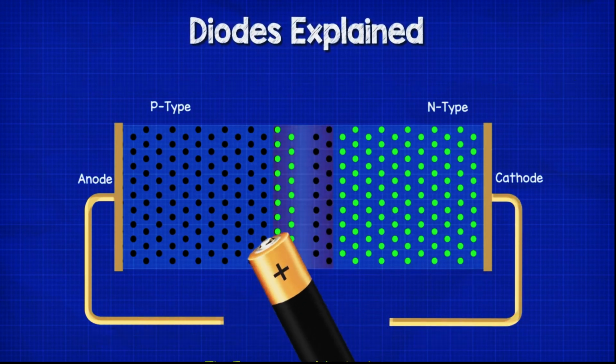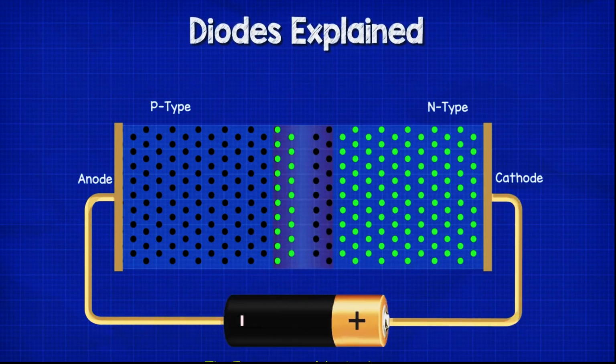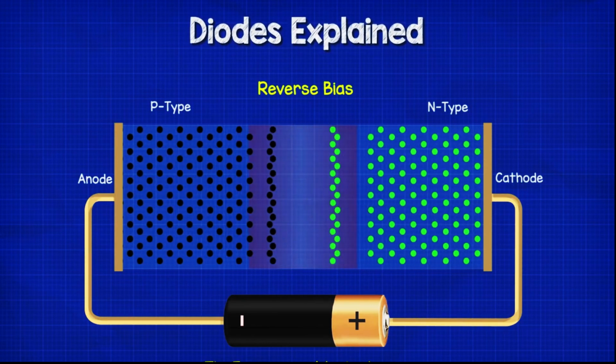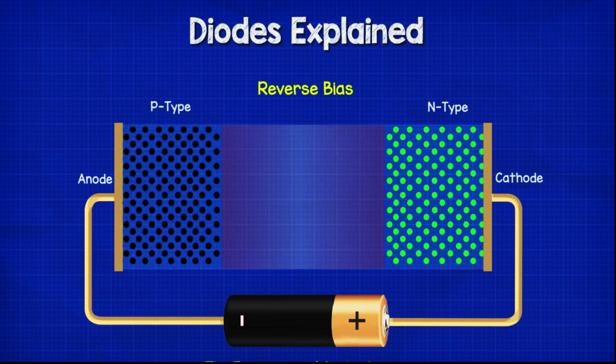When we reverse the power supply so that the positive is connected to the n-type cathode and the negative is connected to the p-type anode, the holes are pulled towards the negative and the electrons are pulled towards the positive, and this causes the barrier to expand. Therefore, the diode acts as an insulator to prevent the flow of current.